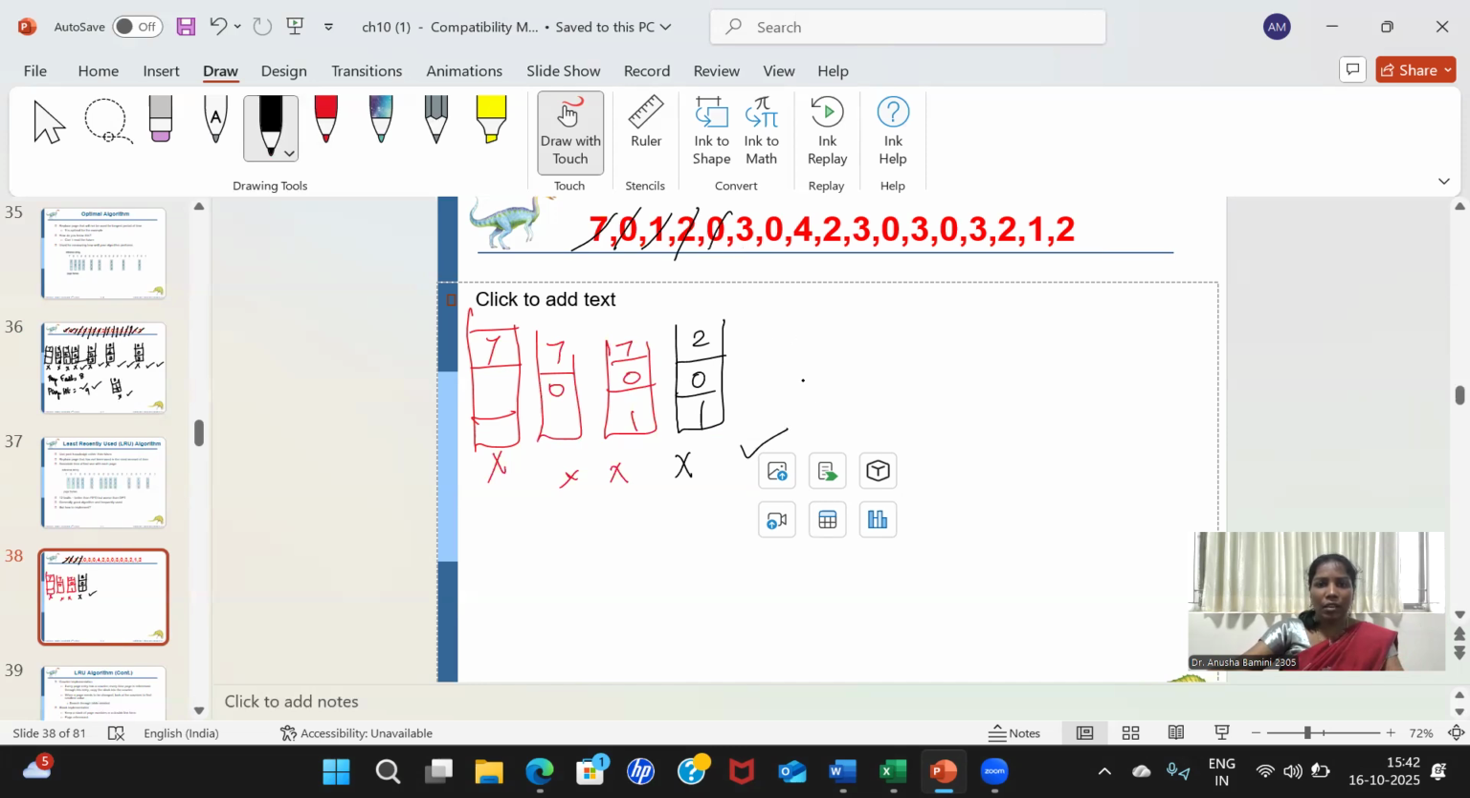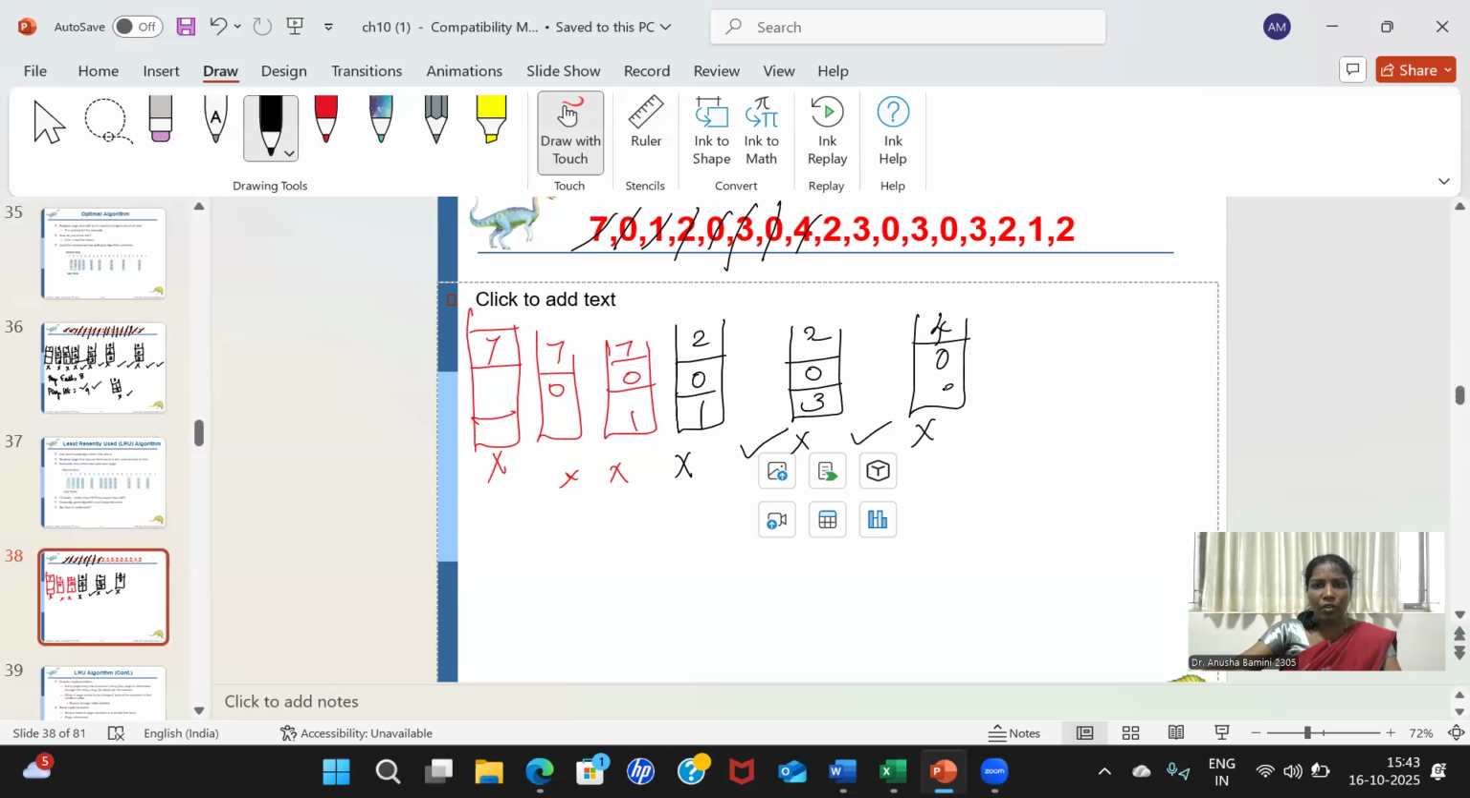3. 3 is not available, so it is a page fault. I want to replace, so check the previous strings before 3. 0 occurred nearer. 2, 1 occurred just later. More prior, so I am replacing this 1 with 3. Okay, so this is over. Next 0. 0 is already there, page hit. Next is 4. 4 is not there, page fault. I want to replace. Compared to the previous strings of 4, the 0, 3, 2, this 2 occurred more priorly. So I am replacing this 2 with 4.